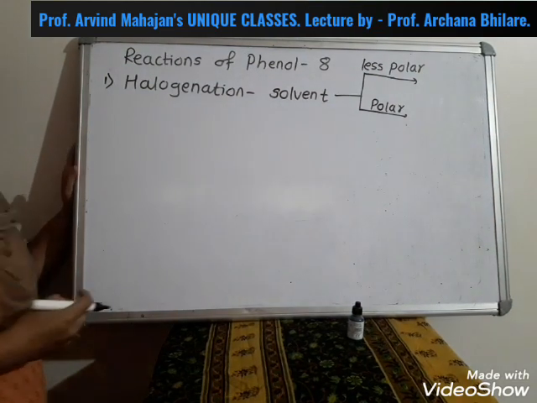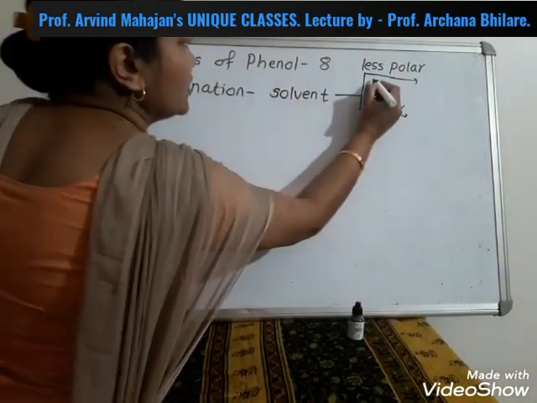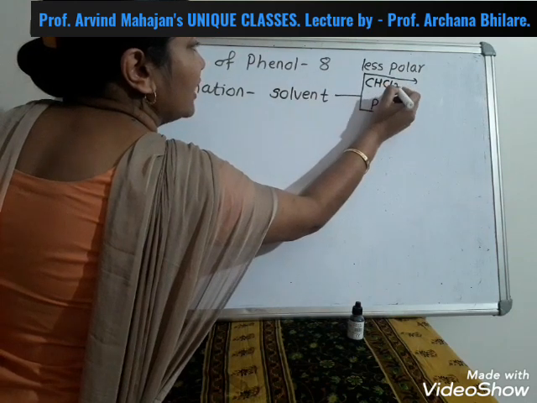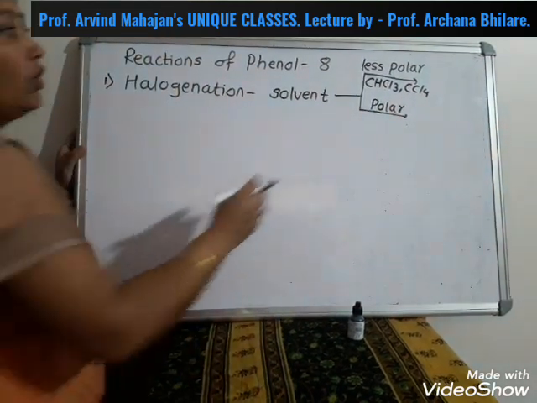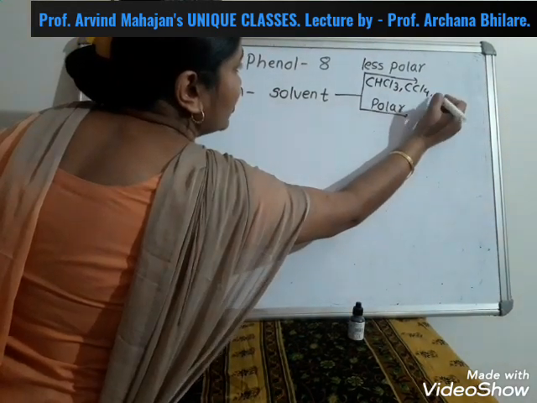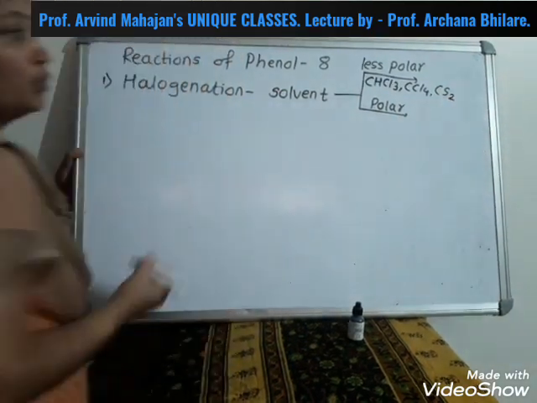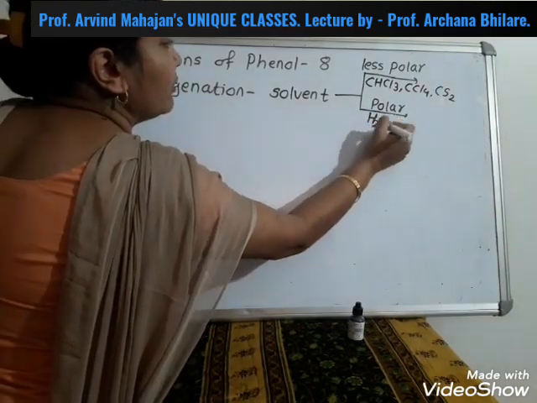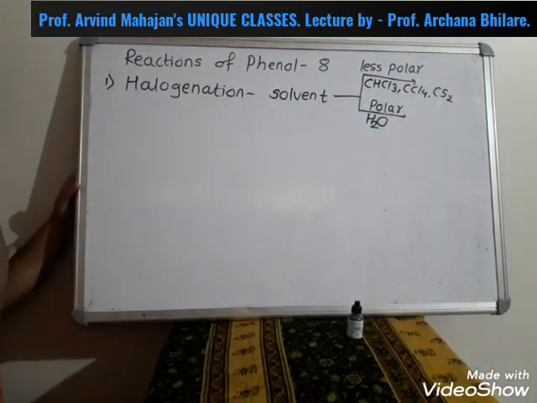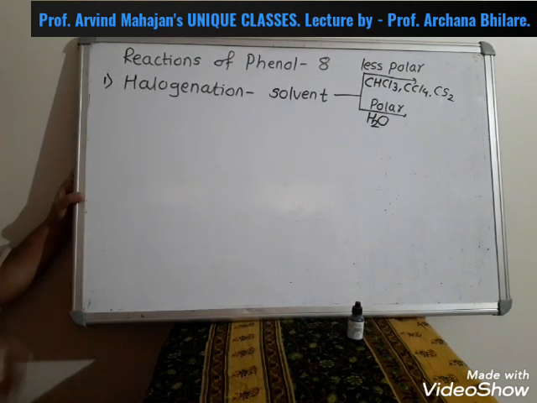Less polar solvents means we can use CHCl3 or we can use CCl4 or we can use CS2. And if it is polar solvent everybody knows, that is water. So what's the difference in the products obtained? As condition changes, product changes.